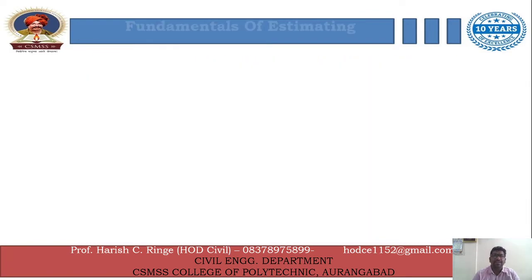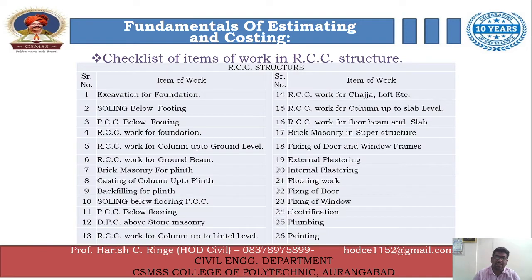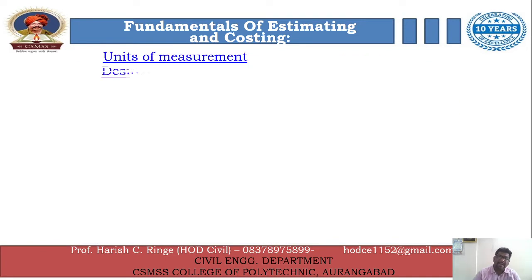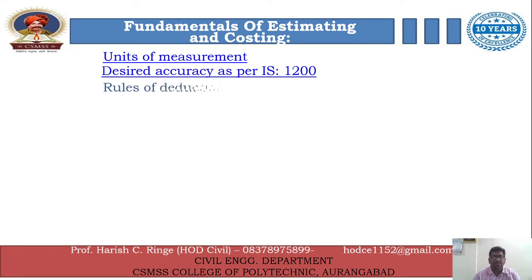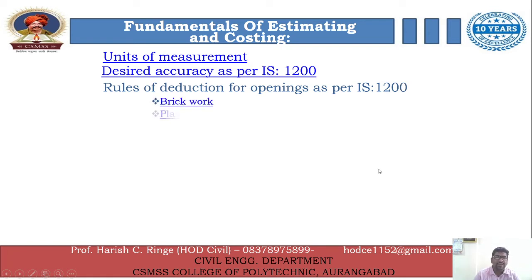We have also seen the load bearing structures and RCC structures checklist, and what exactly the items of work are. In the previous lecture we have seen the unit of measurement and desired accuracy, and also we have studied the rules of deductions for openings, for brick masonry and plastering, both the things. And in this lecture we were supposed to check the sequence of execution.